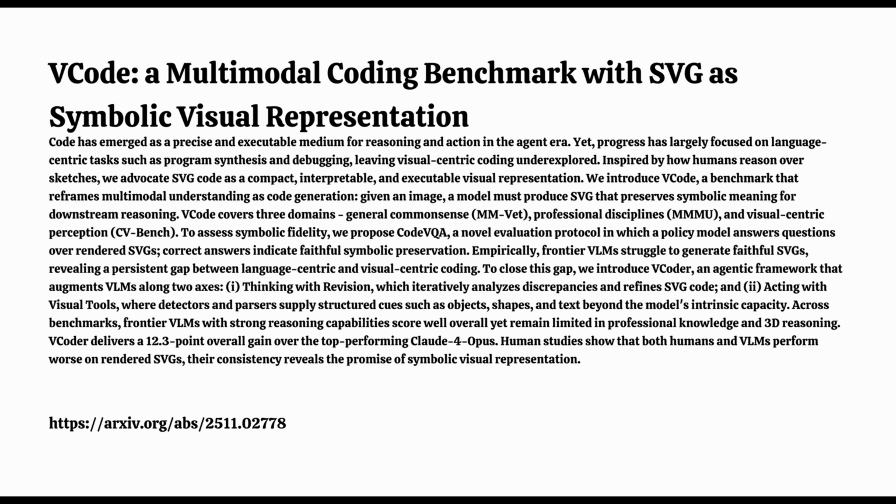So to bridge that gap, the researchers introduced VCoder. It's an agentic framework. What does it do? VCoder augments existing coders with two main capabilities. It's about introducing feedback and structured perception. The first one they call thinking with revision. Okay, that sounds like self-debugging, but for vision. How does that revision process work?